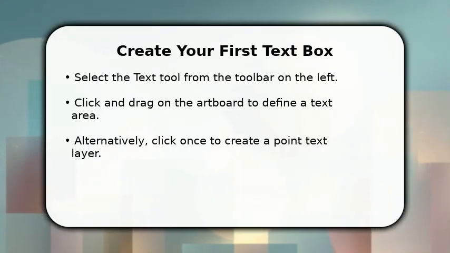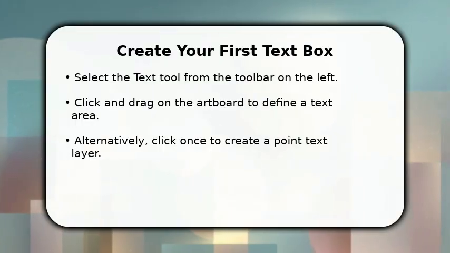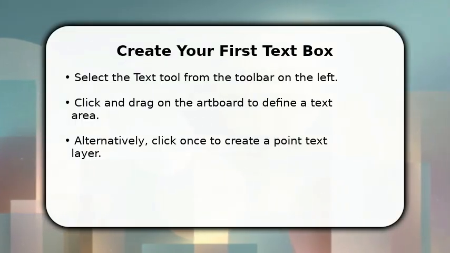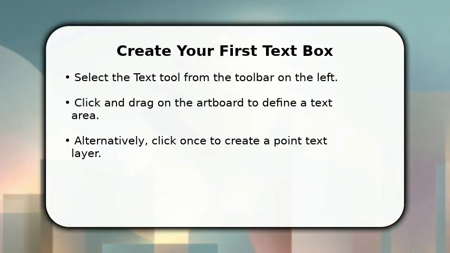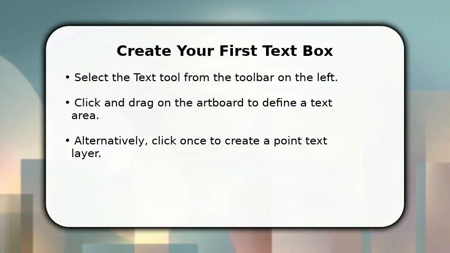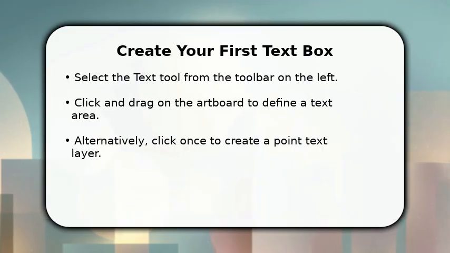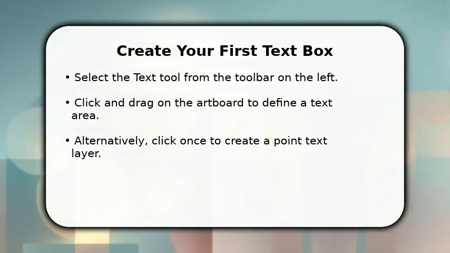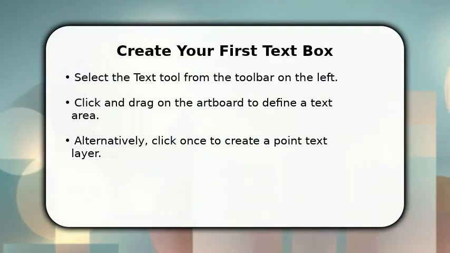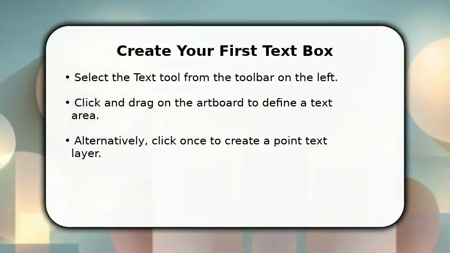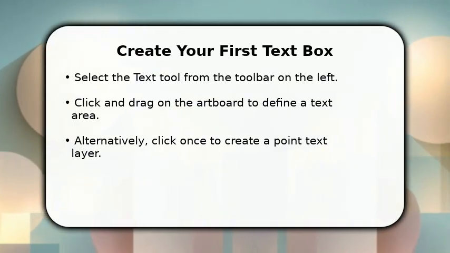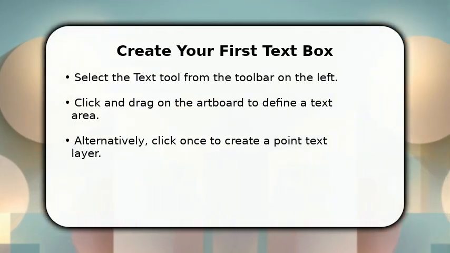In this video, I will show you how to make a text box in Adobe XD. First, locate the text tool, represented by the letter T, in your toolbar on the left side of the interface. You have two main ways to create a text box. Either click and drag to define a specific area for your text, or simply click once on the artboard to create a point text layer that expands as you type. It's a straightforward process to get started.